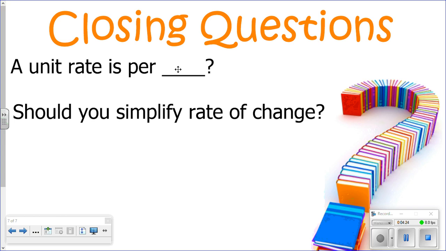So the unit rate is per one. Should you simplify it? Always.